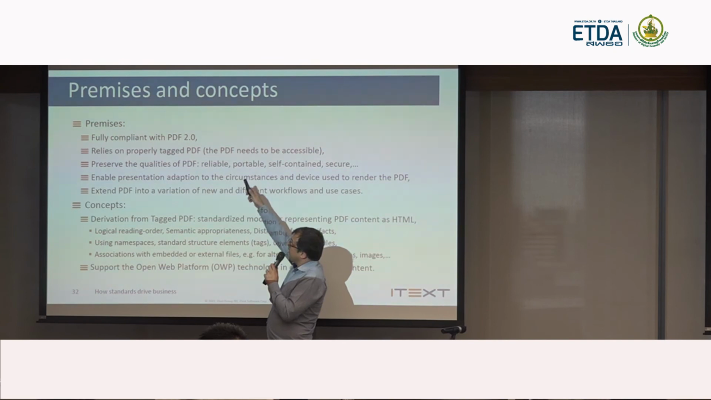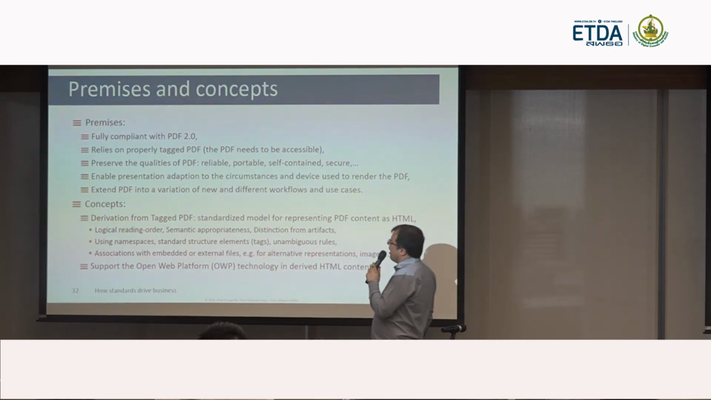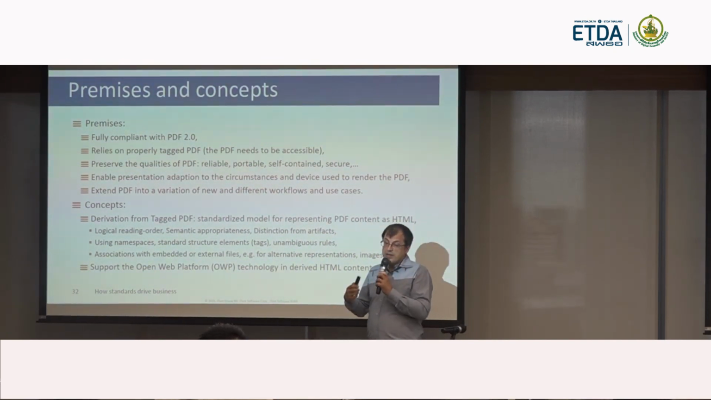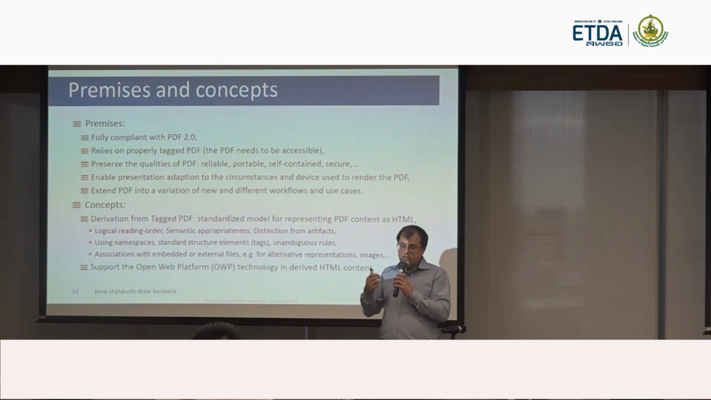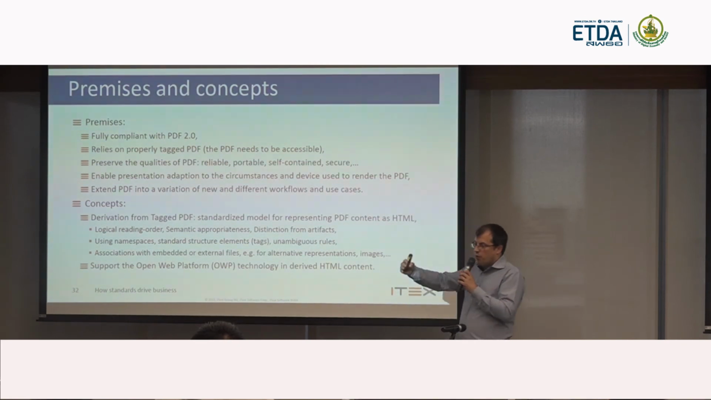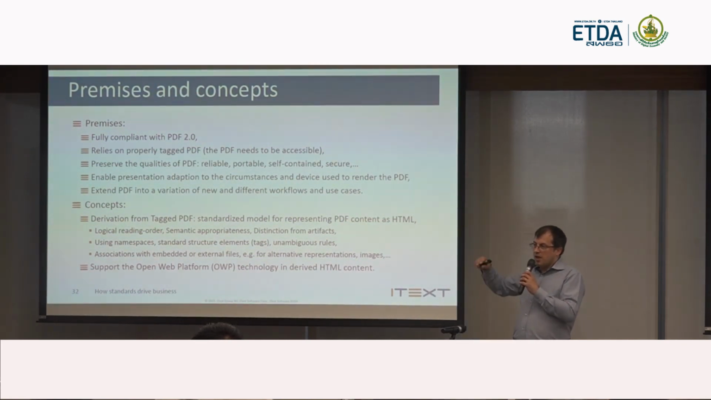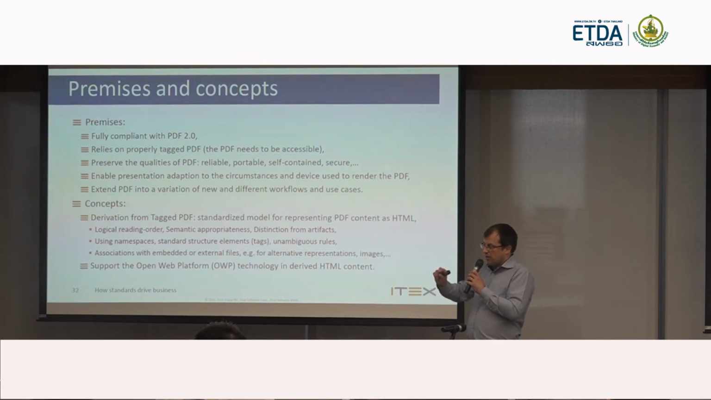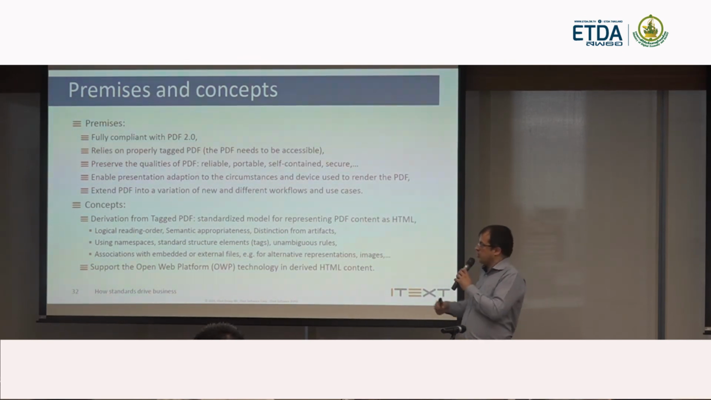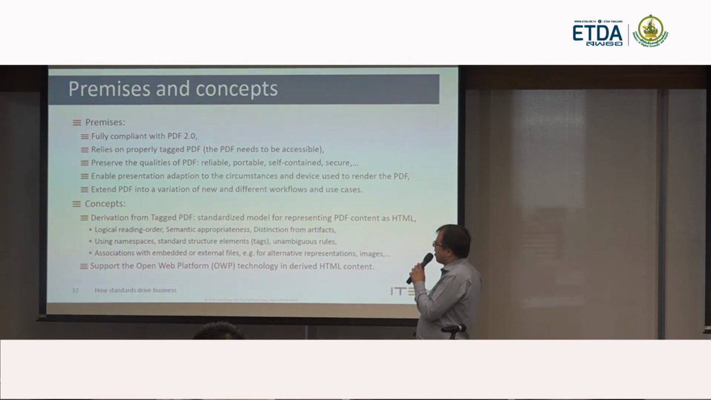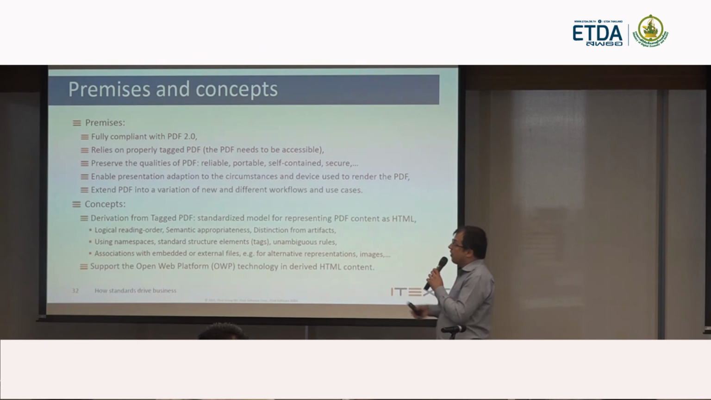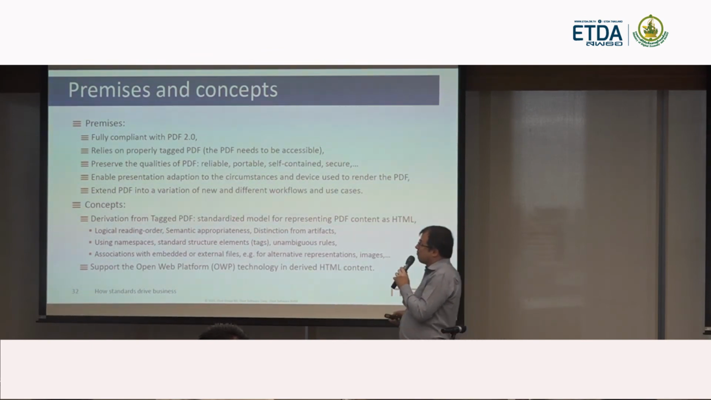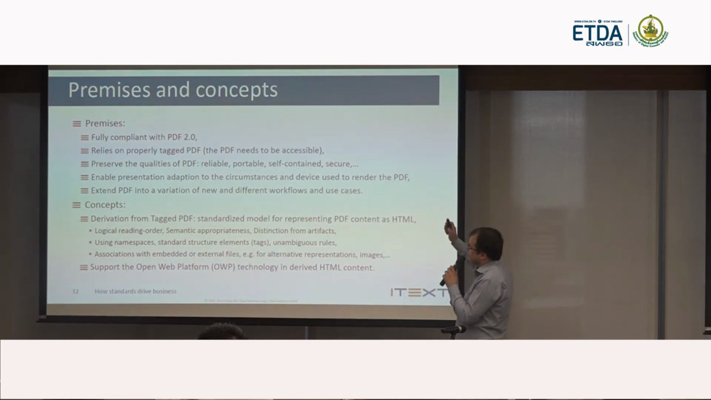Well, we wanted to be fully compliant with PDF 2. And we wanted to rely on properly tagged PDF. So PDF that has all the structure information, that knows what is the title, what are the paragraphs. If you have an image and a caption, well, this caption is the caption to that image. So all this information needs to be present. The qualities of PDF over HTML, we want to preserve this. The document needs to be reliable, portable, self-contained, secure.